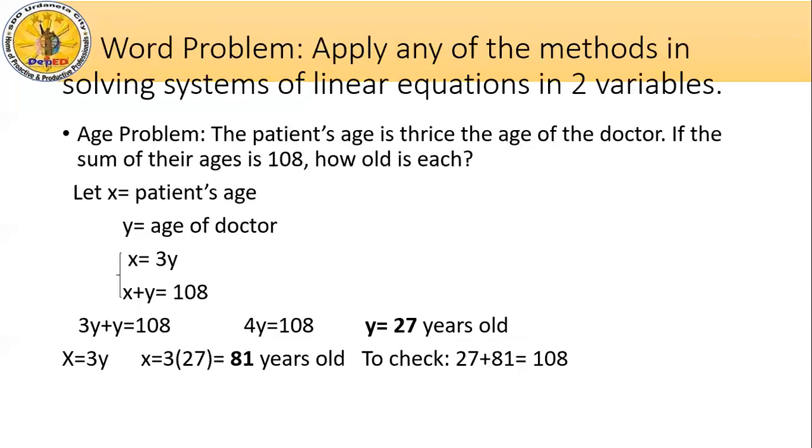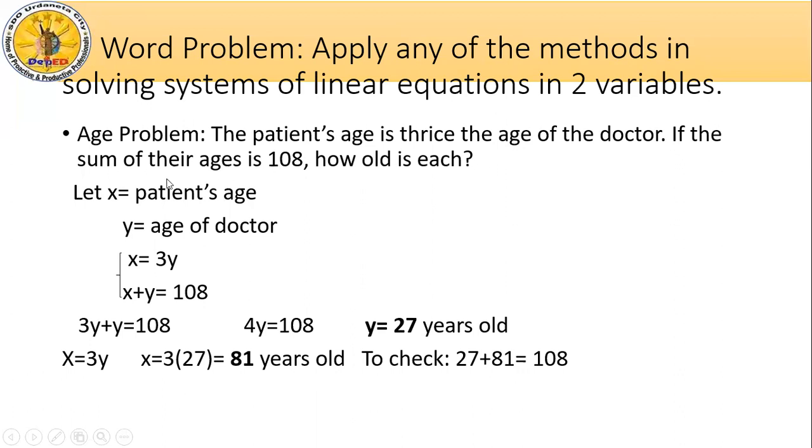Okay, now we will apply this to the word problem that I told you about a while ago. And you could apply any method. Okay, you could use graphical, elimination, or substitution. So I will read the problem again and you analyze. The patient's age is thrice the age of the doctor. If the sum of their ages is 108, how old is each?